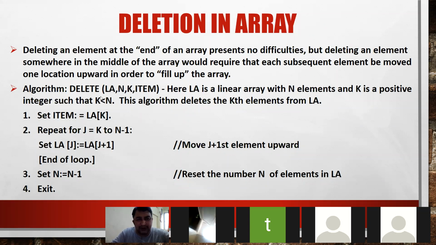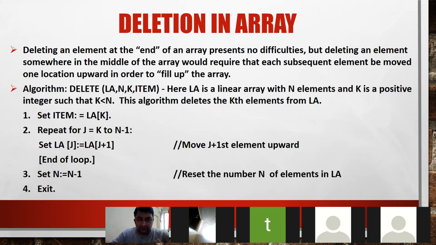So as I told you, LA is the linear array and n is the number of elements and k is the location where you wanted to delete, and item is the element which you wanted to delete. So whatever you have deleted will be stored under the variable called item. So first, initially, we are not removing that value, we are just storing it into another variable, right?